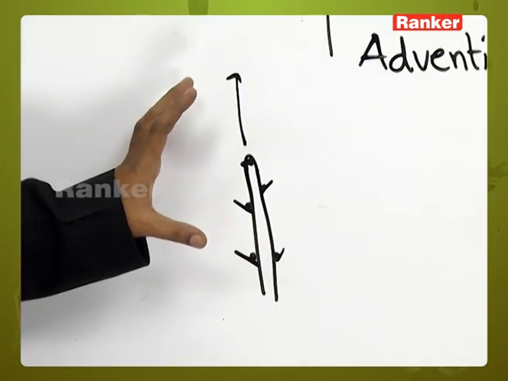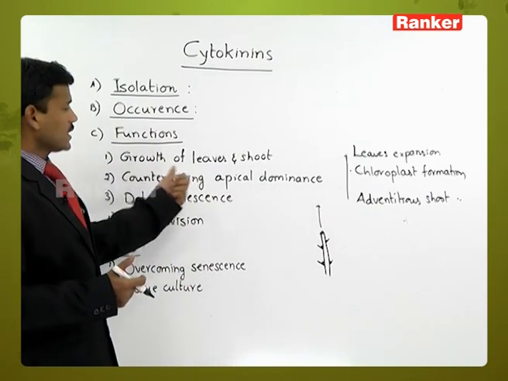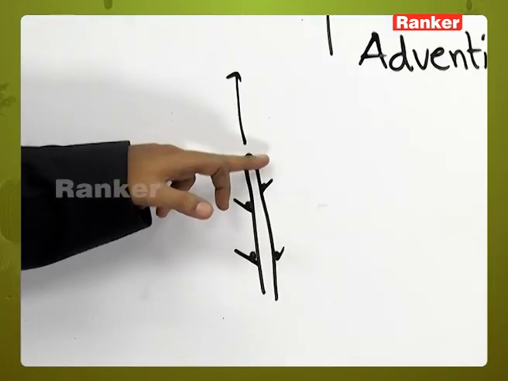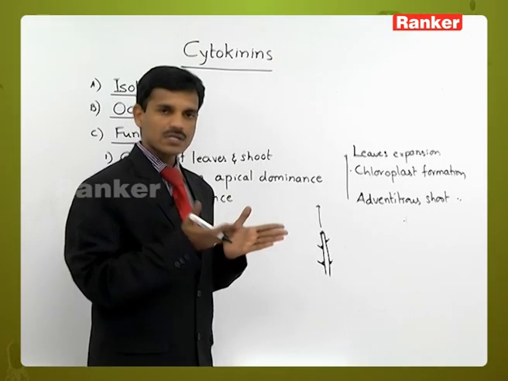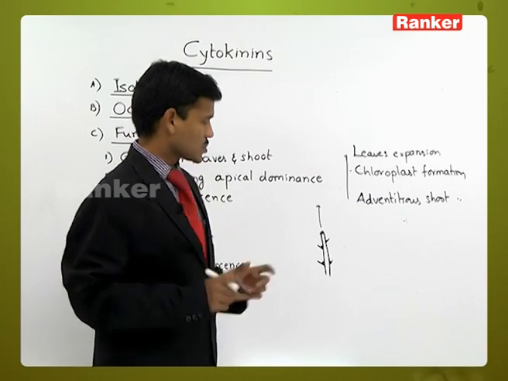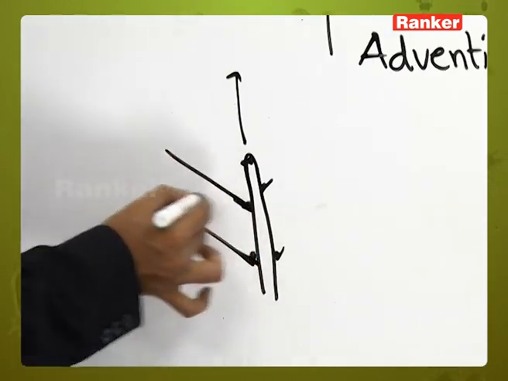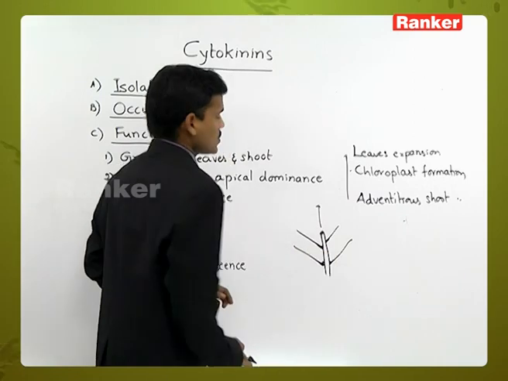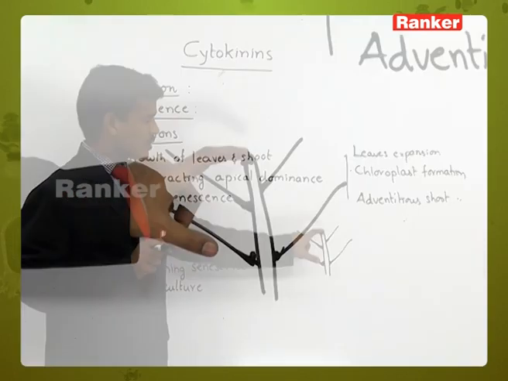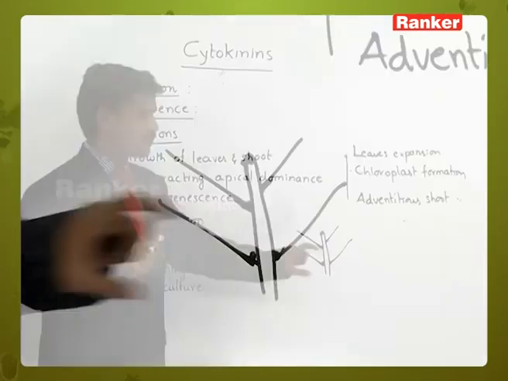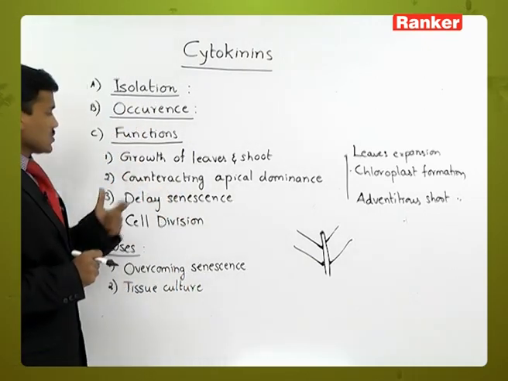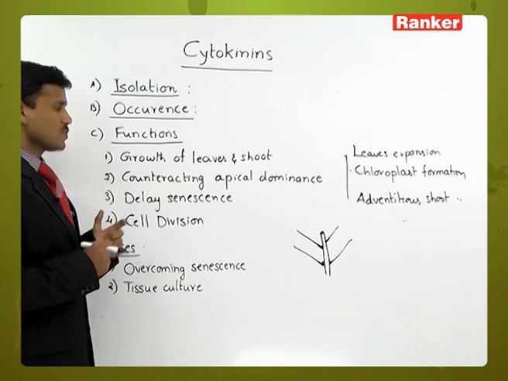So it is a function of auxin, but here, counteracting apical dominance, the cytokinins are preventing the apical bud growth, and the lateral buds form branches. So the cytokinins are inducing branch formation, and more branches are produced, opposite to the auxins. The cytokinins are preventing the apical bud growth, so more branches are formed. It is completely opposite to the auxins' function here. That's why it is counteracting apical dominance, and more branches are produced.